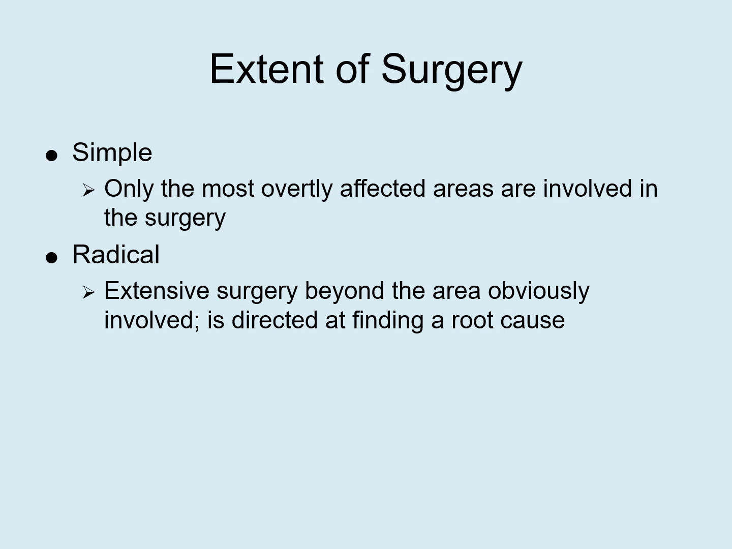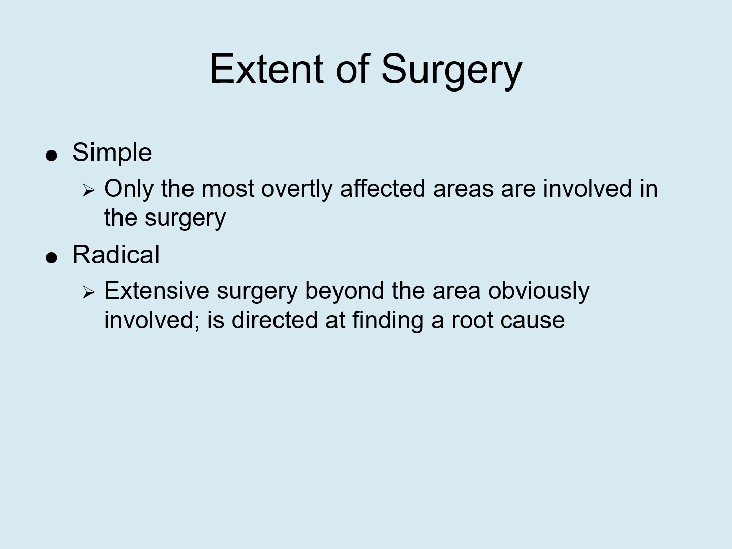So we have simple or we have radical surgeries. Simple surgeries are where only the most overtly affected areas are involved in the surgery. So that is usually like a simple or partial mastectomy. We're going to just take a part of it. We're looking right at that little area that's got the cancer. We're going to cut it out, and that's it. It's a simple surgery. There's not more involvement. It's just right there, and you're getting what you need.